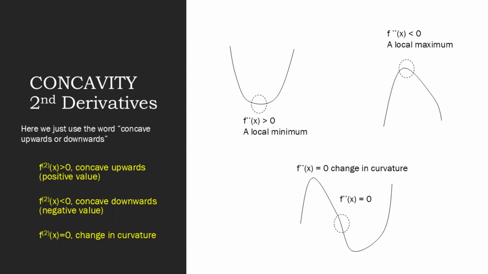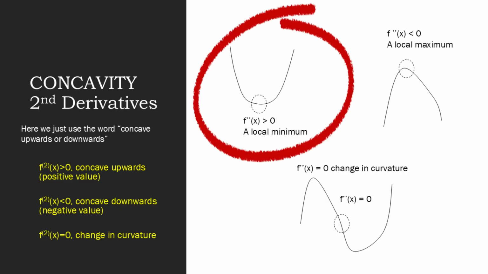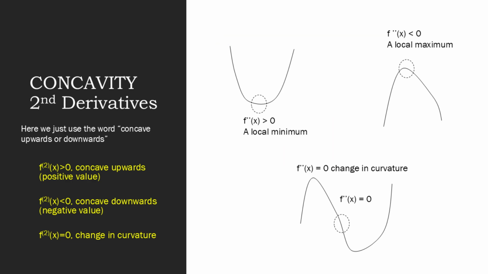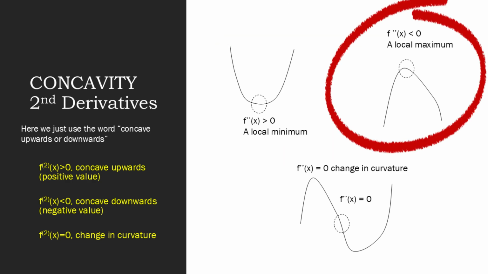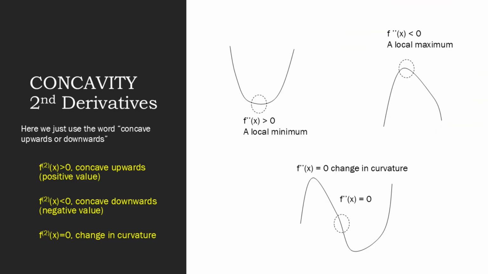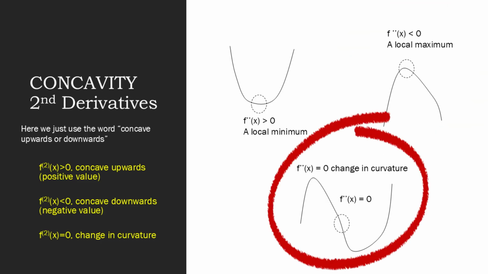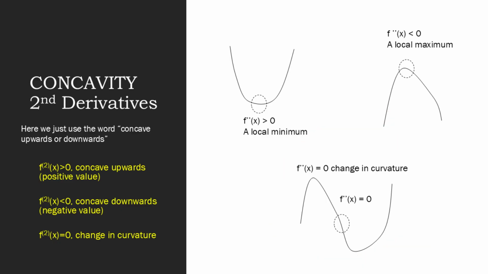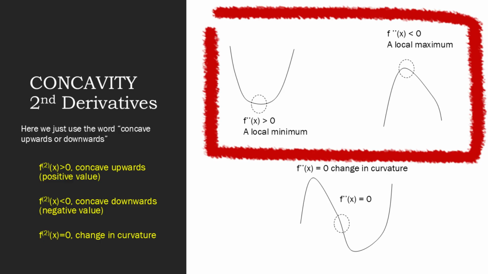Therefore, this is what it looks like. We talk about concavity. In this case, I'm just going to call it concave upwards or downwards. If it's concave upwards, f double prime of x is positive. If it's concave downwards, f double prime is less than 0. What happens if f double prime is 0? Well, that's really just a change in curvature. There's no information whether it's a maximum or a minimum. So we're really more concerned with f double prime at the critical point being positive or negative.